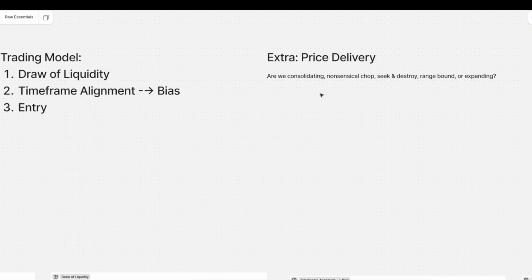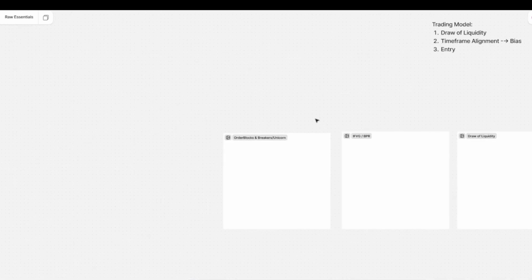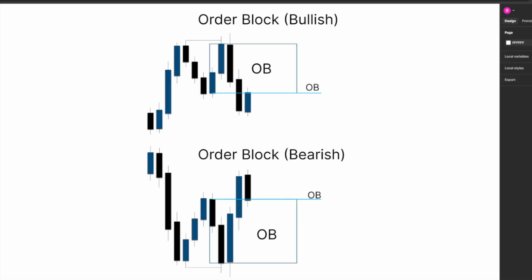Is it consolidating? Is it choppy? Is it seek and destroy? Is it range bound? Is it expanding? Knowing that, you can really anticipate where price would be depending on your trading model here. So we're gonna get started with breakers and unicorn here. So we're just going to dive in briefly on order blocks.